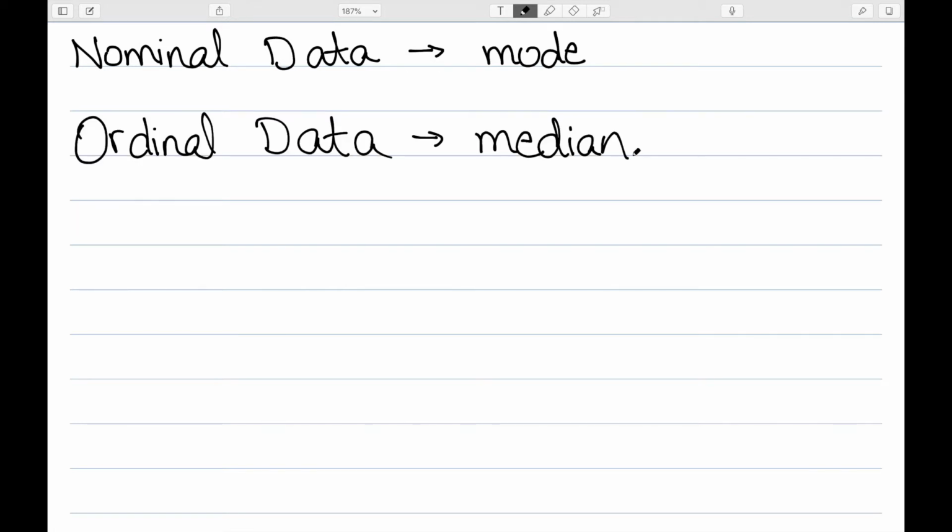For ordinal data, it makes sense to use the median. This data has an order, so it makes more sense to talk about the middle value as the center rather than the one that happens the most.